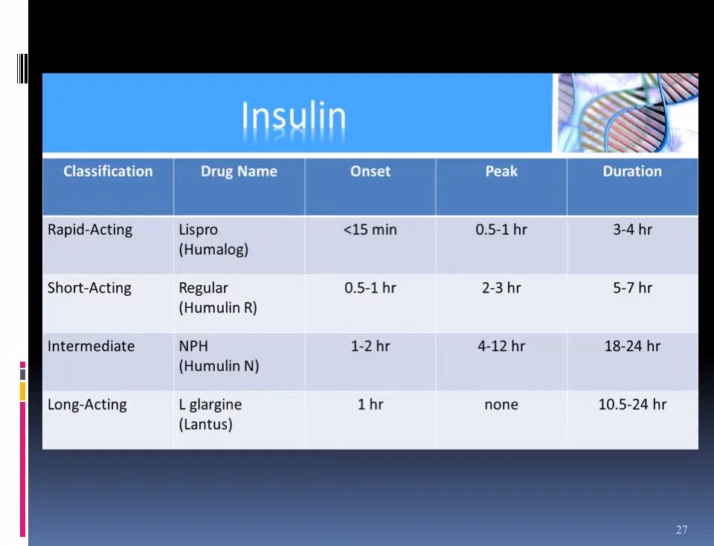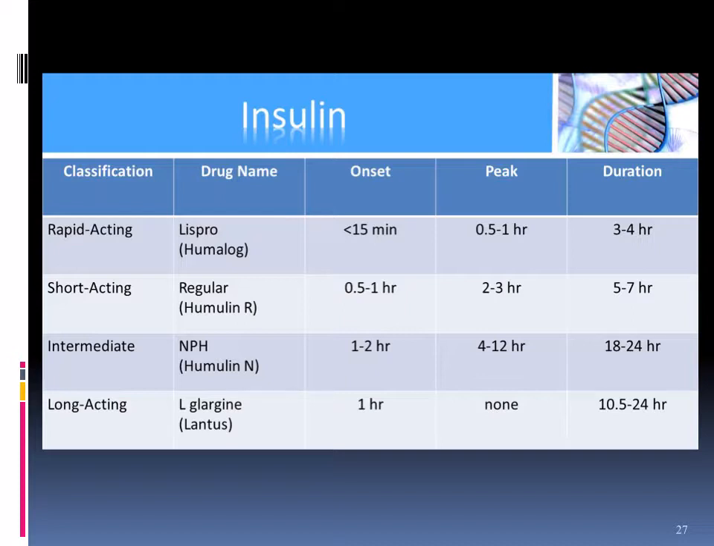The short-acting regular insulin, the onset is 0.5 to 1 hour. The peak is 1 to 5 hours, and the duration is 6 to 10 hours. And the intermediate acting, or the NPH insulin, which is the cloudy insulin, the onset is 1 to 2 hours. The peak is 6 to 14 hours. The duration is 16 to 24 hours. And the long-acting insulin, glargine insulin, the onset is 70 minutes. There is not a peak, and the duration is 24 hours, as you can see.